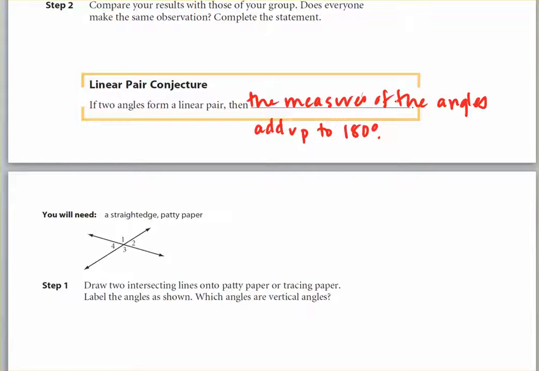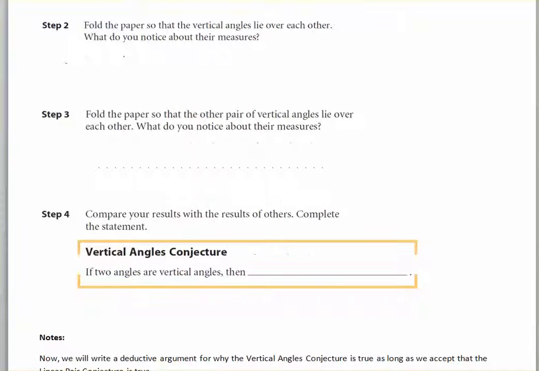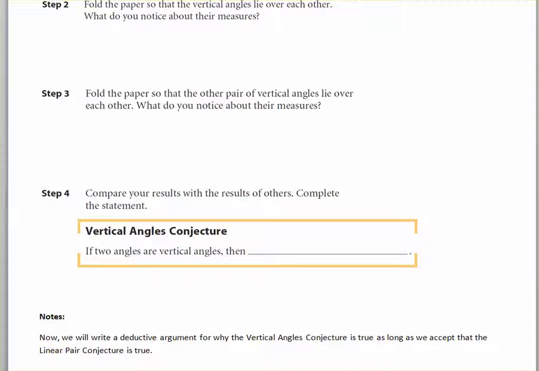For the second one, the vertical angles conjecture, if two angles are vertical angles, then the angles are congruent. So what I want us to do together with me is to write a deductive argument for why the vertical angles conjecture is true, as long as we accept that the linear pair conjecture is true.